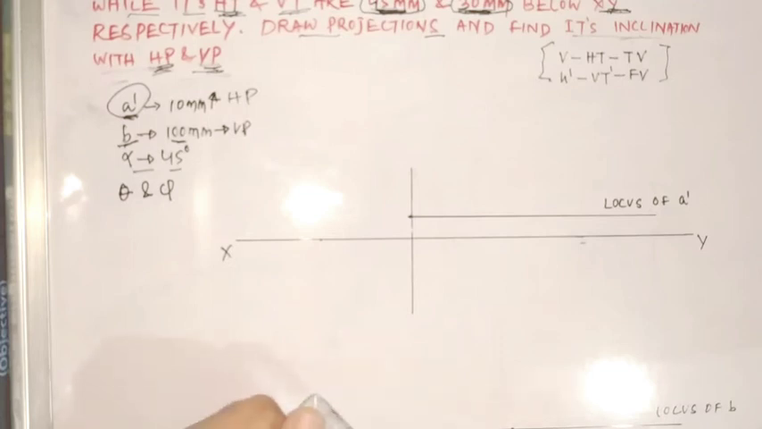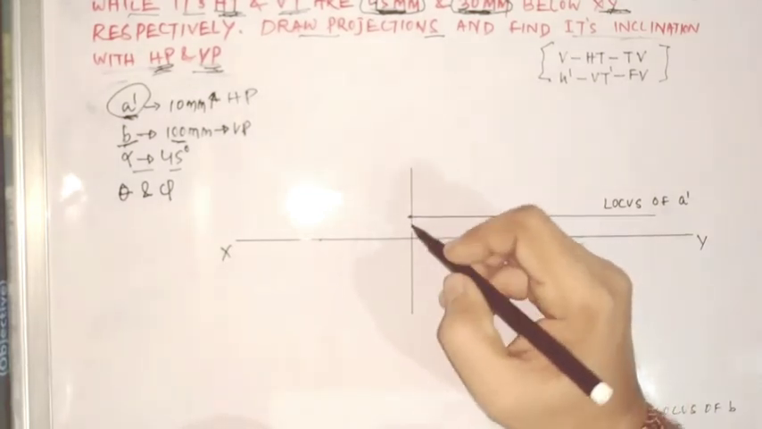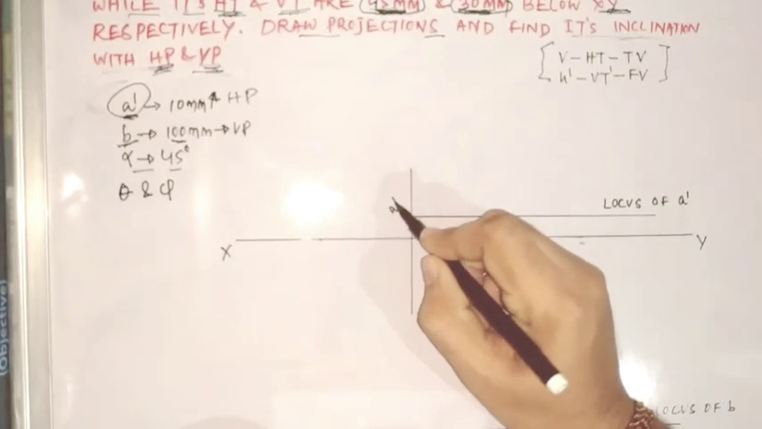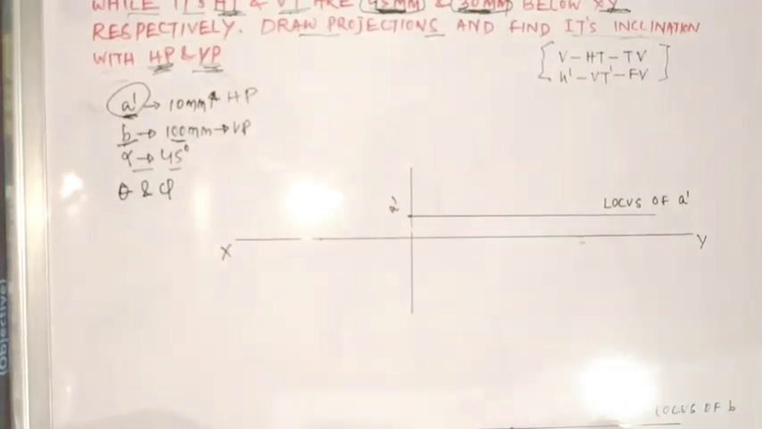Now I have got this point as A dash, and somewhere on this line I'll get our point B.